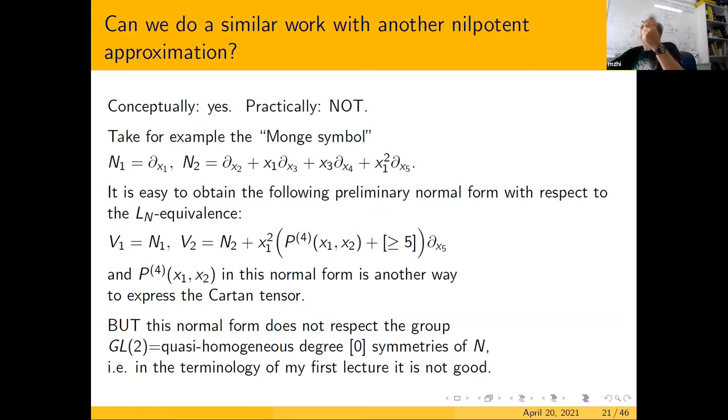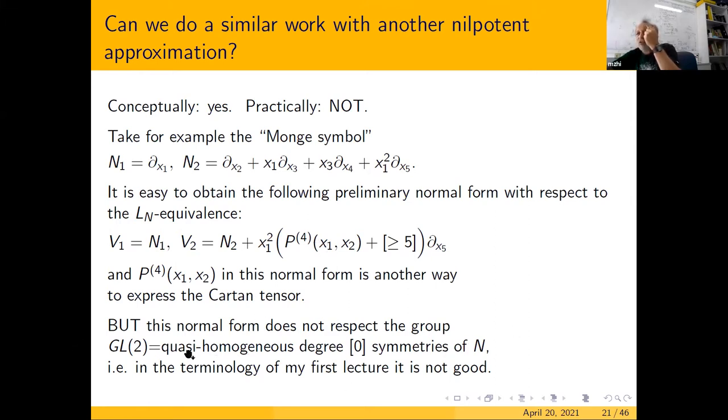Second thing is that, okay, let us see. To explain this, let's take this Modge tensor. Yes, you can easily make it in this way. So here is a normal form, primarily normal form with the Modge tensor. Again, what appears is a homogeneous polynomial, like in my approach. And you could say that it is another way to express the Cartan tensor. Good, but not good. Because this normal form, unlike my normal form, doesn't respect the group GL2. In fact, it is quasi homogeneous degree zero symmetries of L. In the terminology of my lecture, this normal form is not good because it doesn't respect this.